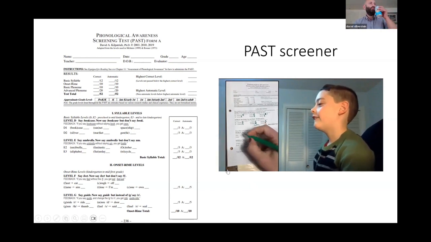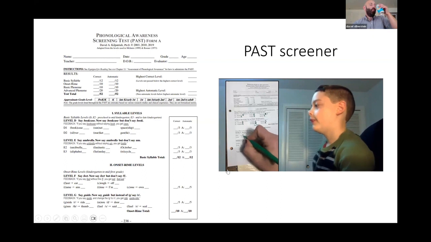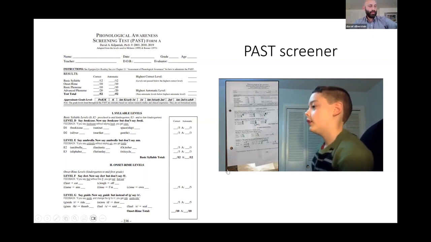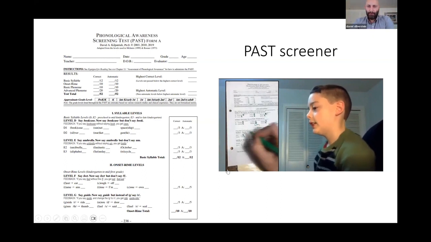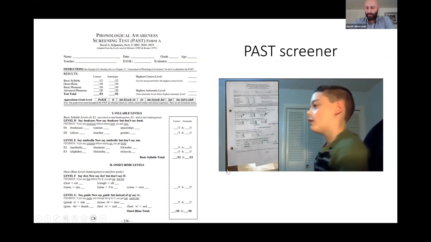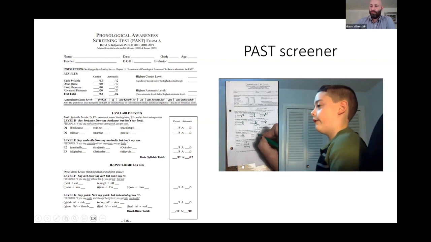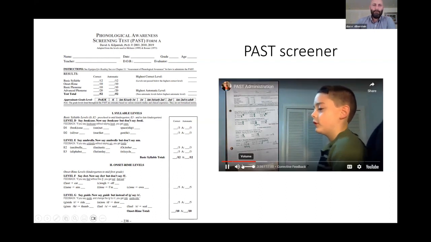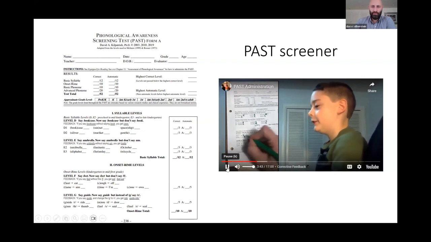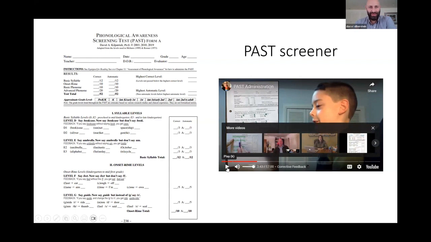Say feet. Feet. Now say feet, but don't say f. Eat. Good. Say love. Love. Now say love, but don't say l. Uv. Yep, good. Say tame. Tame. Now say tame, but don't say t. Aim. Yep. Okay, so that's the onset rhyme one where he takes it away.